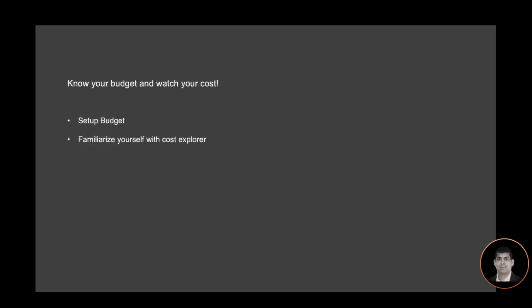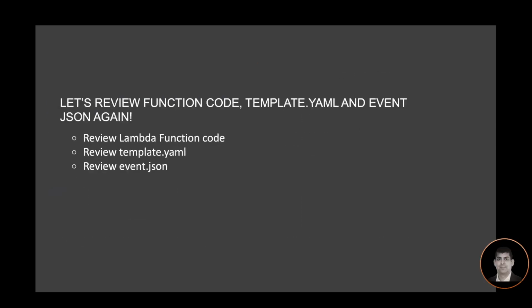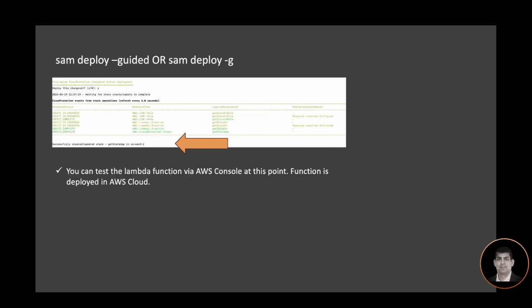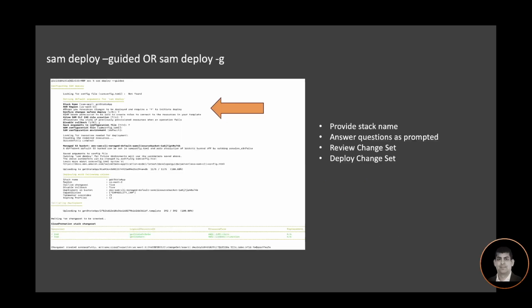I'm going to skip through some of the slides since this is part of part 1 of the workshop, where I demonstrated how to develop the Lambda function locally. We're going to look at how we can deploy the function using the SAM deploy guided command. I'm going to run the SAM deploy guided or SAM deploy -g command on the command prompt.